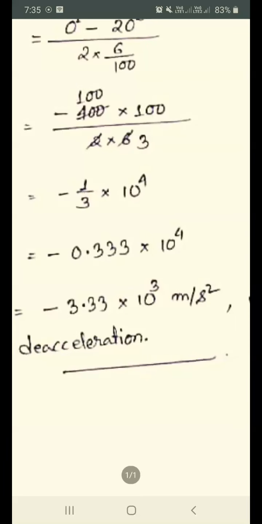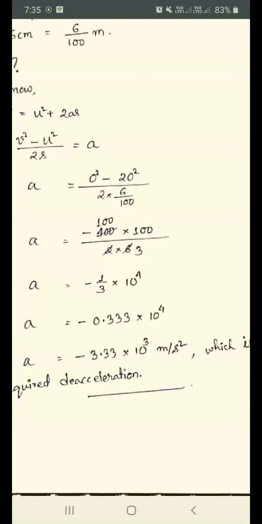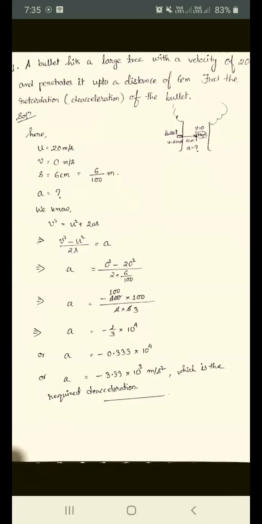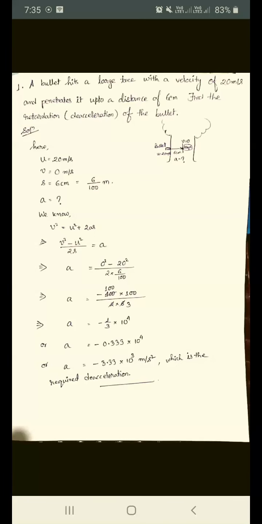This is scientific form. We used to write in this manner in scientific form. So this is the required deceleration. Since it is deceleration, we have got the value as a negative number. That is how we get a negative acceleration. Negative acceleration means deceleration, and another term that is also used to represent deceleration is retardation. So this was about the problem.